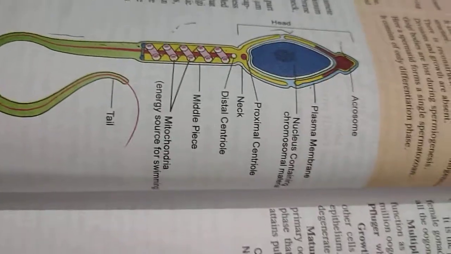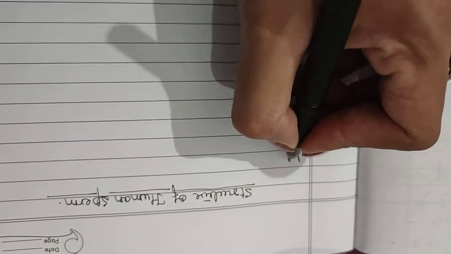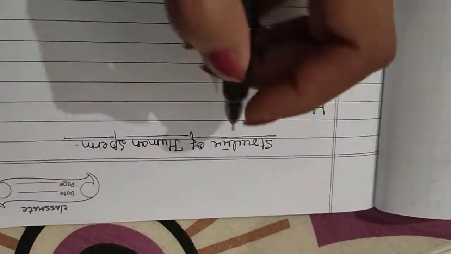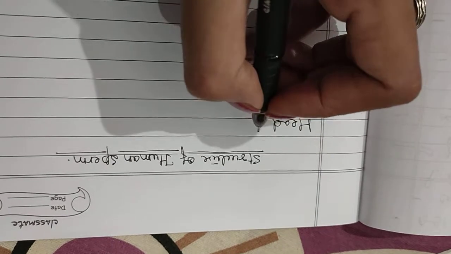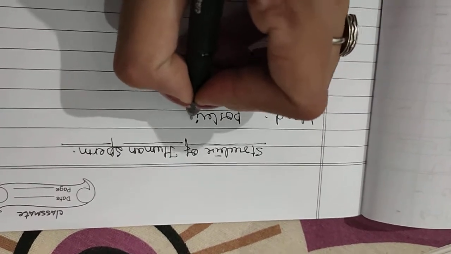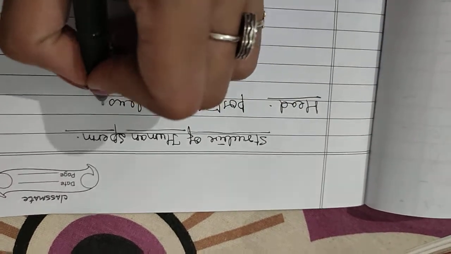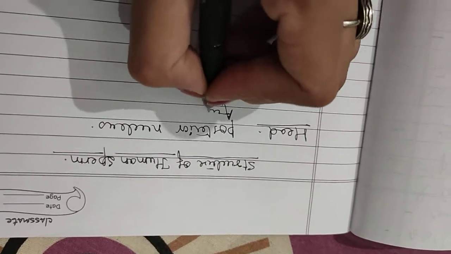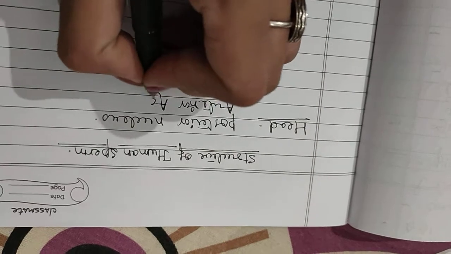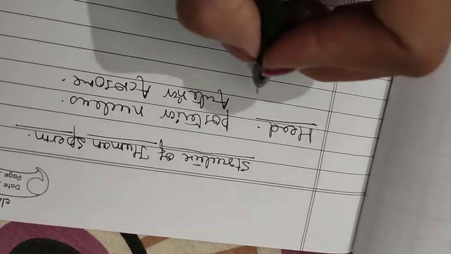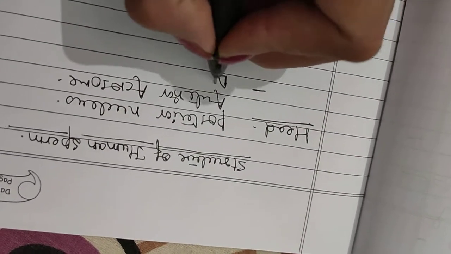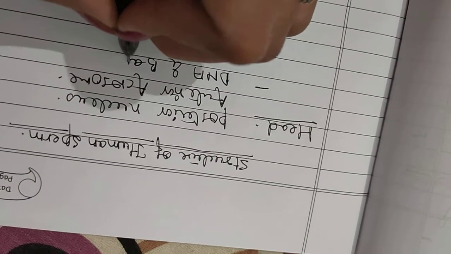So I am going to tell you in detail. First is head. It is composed of a large posterior nucleus and a small anterior acrosome. You have seen this. This is the acrosome region, and the nucleus consists of DNA and basic proteins.